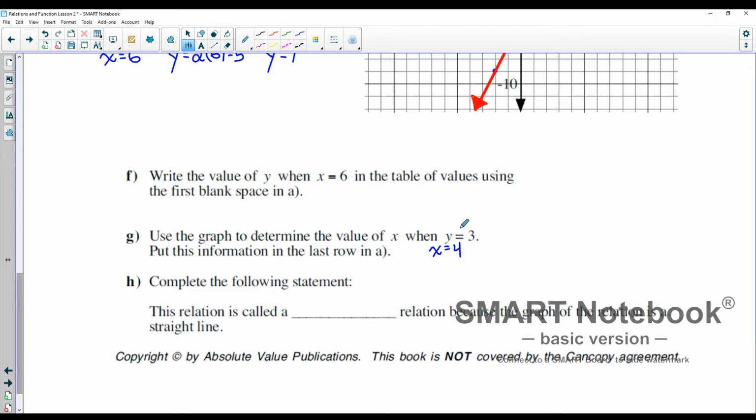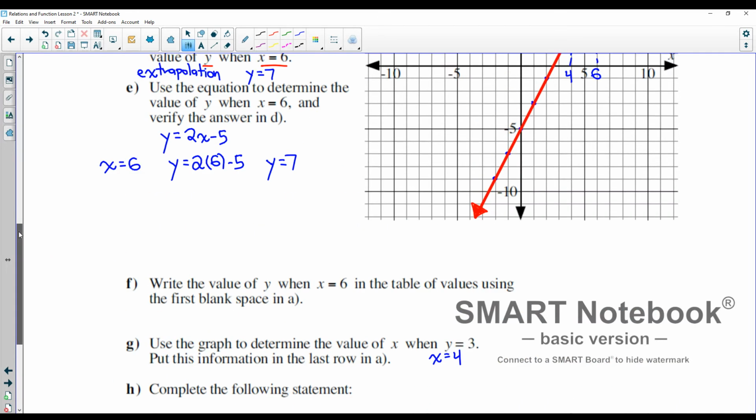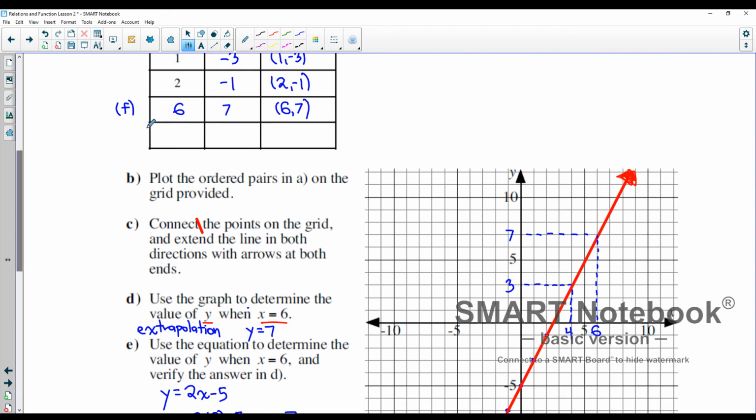And it also says write this in the table of values. So when x is 4, y is going to be 3. So we'll go up here and we'll show that. So this is part G. When x is 4, y is 3. And then write down the ordered pair, 4, 3.